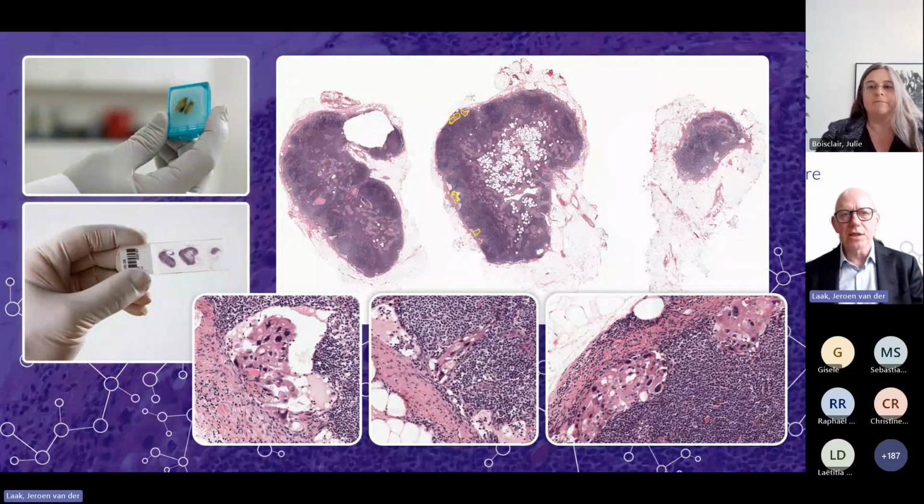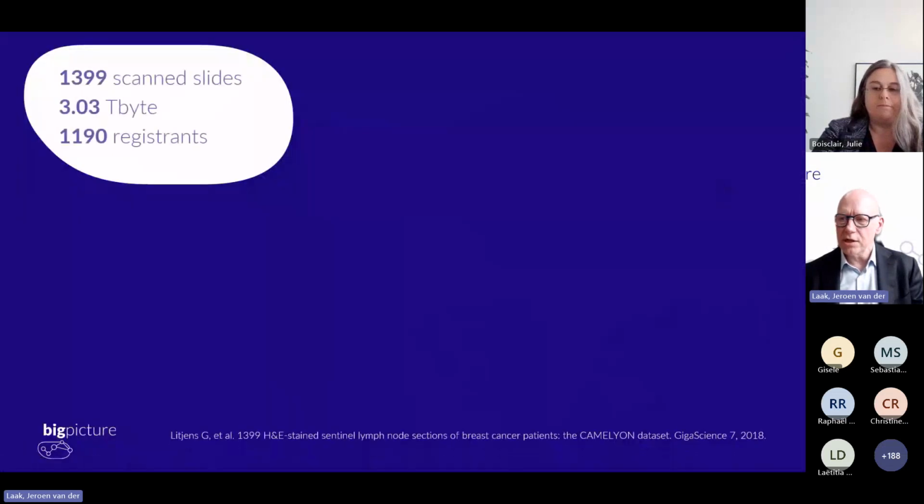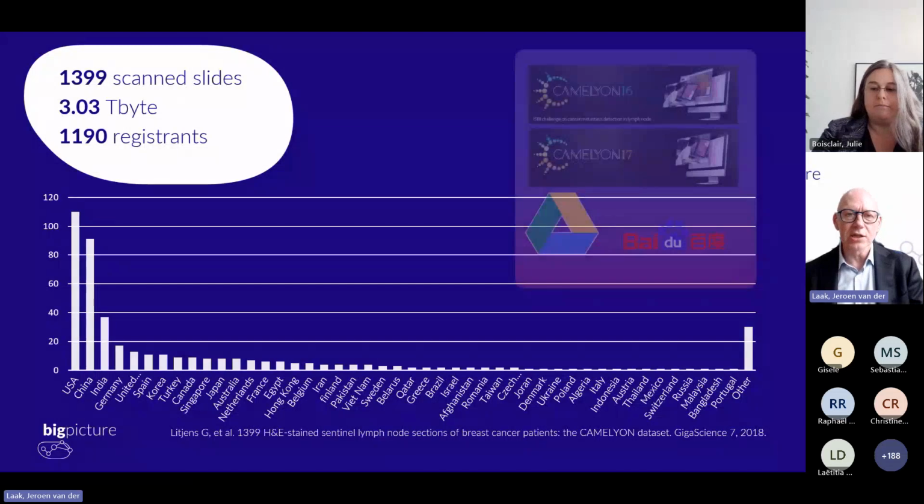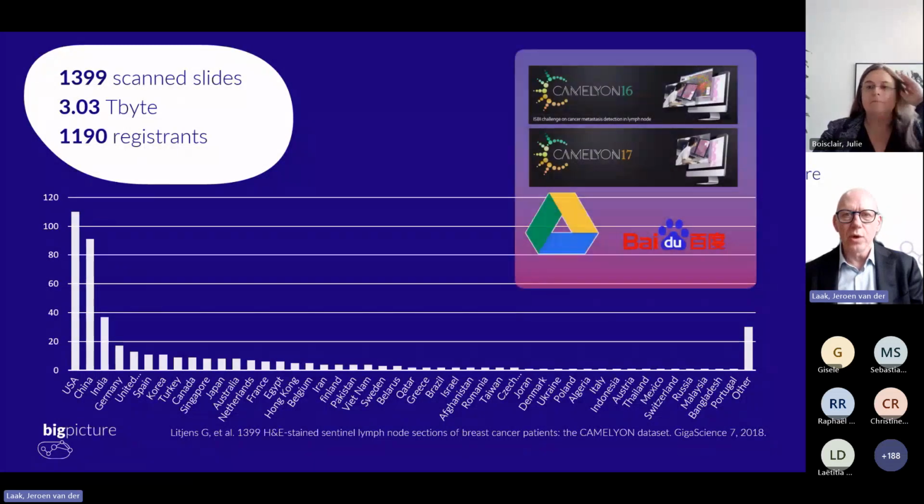Now, as I said, this is a study that we started somewhere around 2015. And in 2016, we decided to organize a challenge, what we call a Grand Challenge, an international competition where we ask people all around the world, AI experts, to help us solve relevant problems in the medical field.